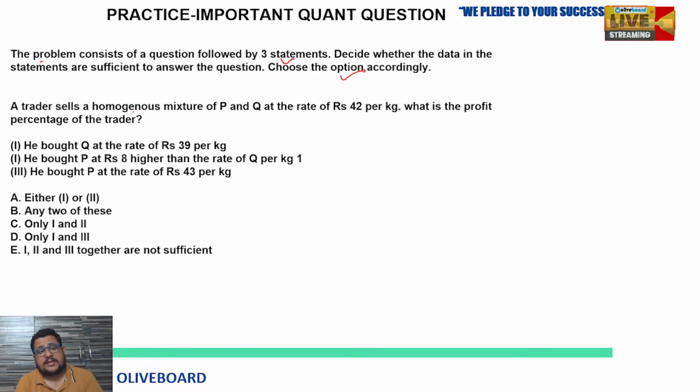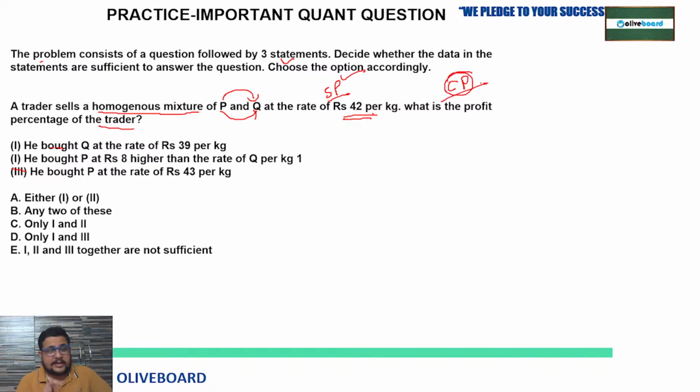This question is based on what? There are 3 statements. Now what are they asking? A trader sells a homogeneous mixture of P and Q at the rate of rupees 42 per kg. What is the profit percentage of the trader? So the mixture of P and Q is given, that he is selling at 42 rupees. Okay, fine. So they are asking the profit percentage of the trader. For that we must know the cost price of the mixture. Are you getting my point? Cost price of the mixture. Okay, fine.